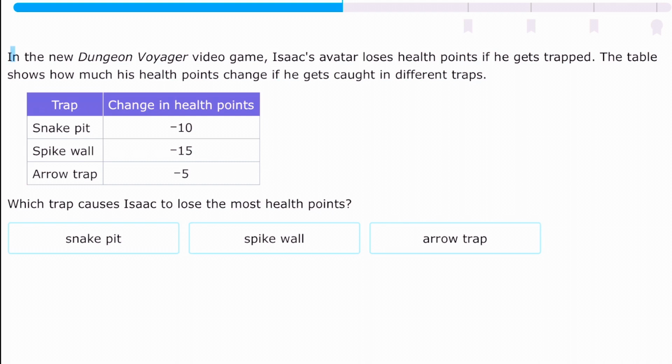In the new Dungeon Voyager video game, Isaac's avatar loses health points if he gets trapped. The table shows how much his health points change if he gets caught in different traps. Which trap causes Isaac to lose the most health points? So this is tip number 1, read it first. Now we're going to highlight the important information and underline the question.